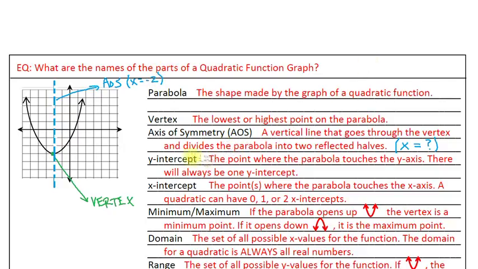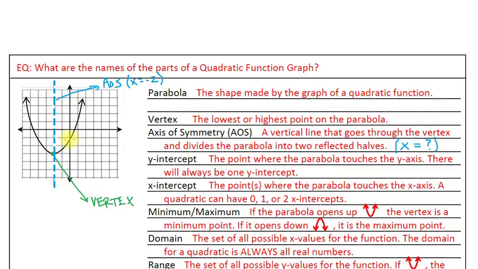All right, next one, y-intercept, the point where the parabola touches the y-axis. There will always be one y-intercept. No matter where your parabola is drawn on the graph, you may not even see the y-intercept. It may not be on your graph, but eventually the parabola is going to touch the y-axis.